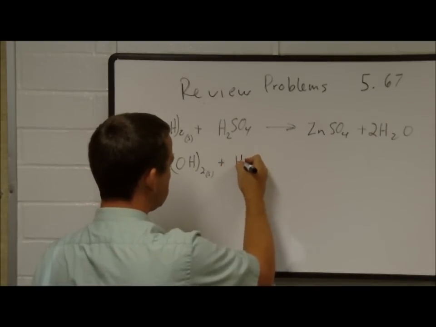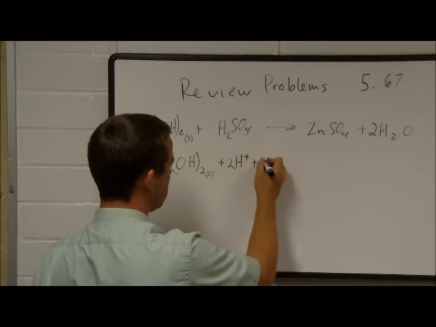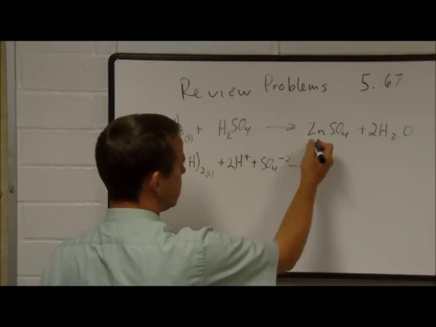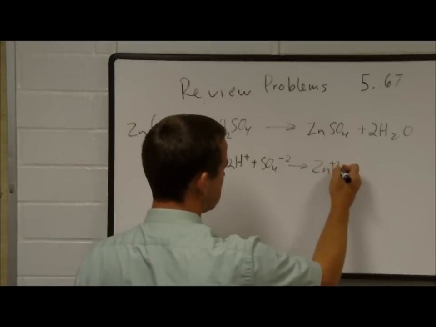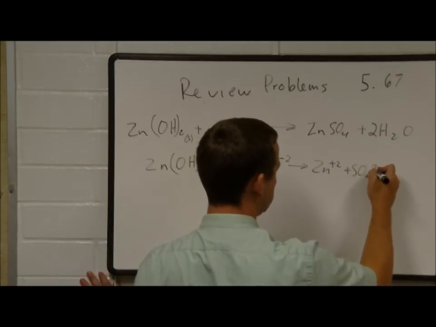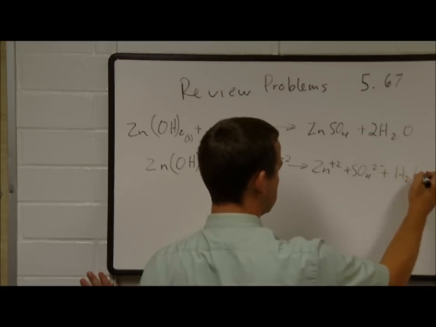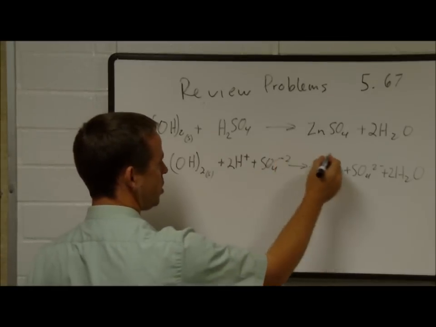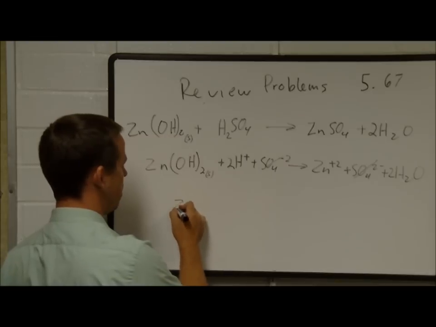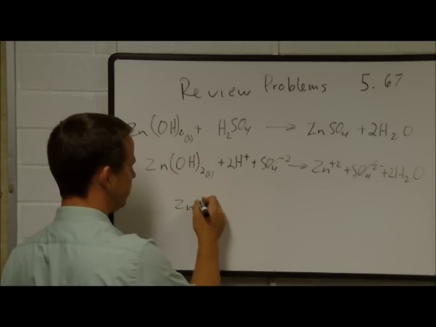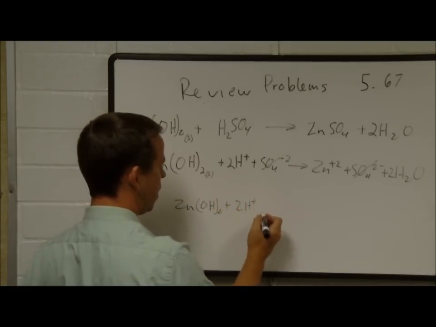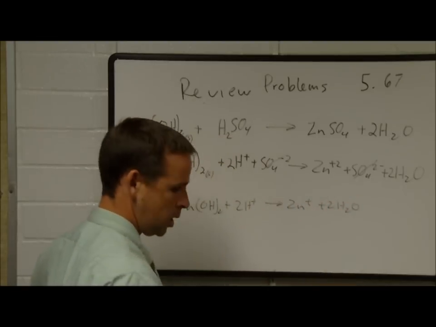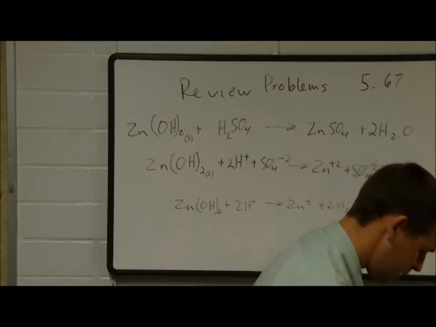H2SO4 is a strong acid, so that's going to be 2 H pluses plus an SO4 2 minus. Right, zinc sulfate, that's a soluble compound, Zn 2 plus and SO4 2 minus, and then 2 waters. So our net ionic equation, we can see that the sulfate is on both sides. We have zinc hydroxide plus 2 H plus yields zinc 2 plus and 2 waters. Okay, so that's 567C.